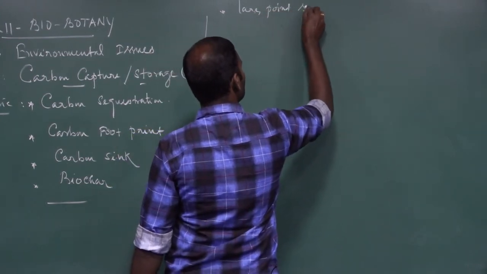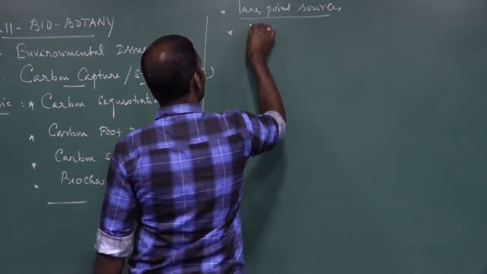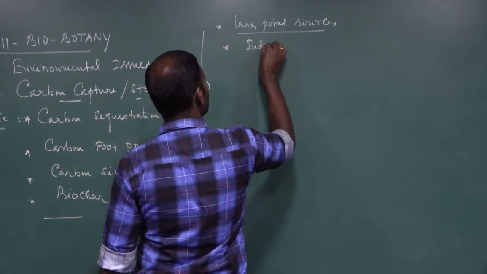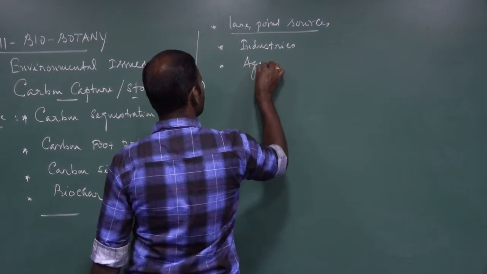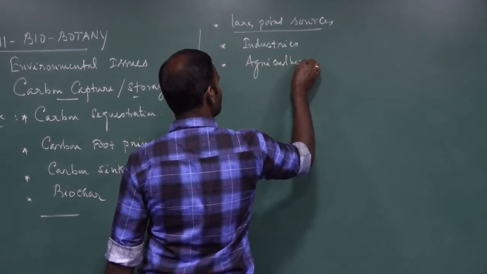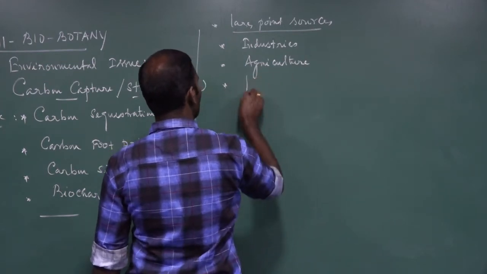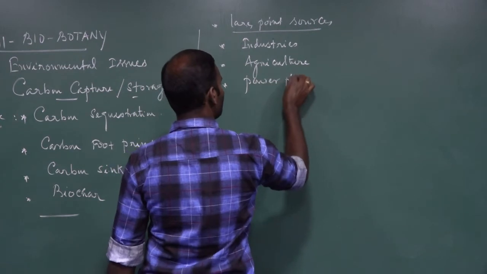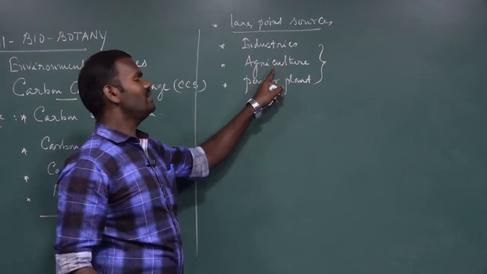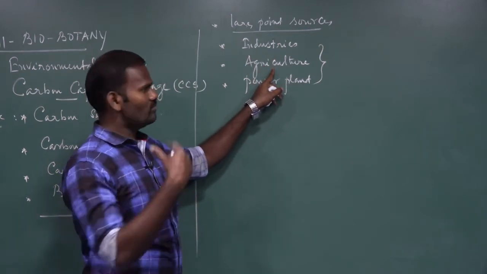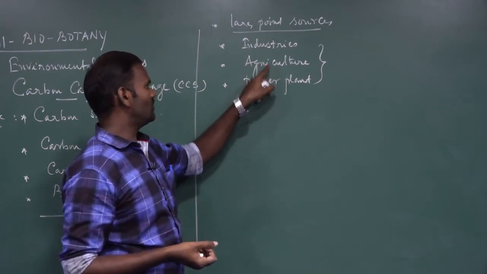Large point sources such as industries, or maybe agriculture, or any other point, for example power plant stations. So these are the large points releasing carbon dioxide to the atmosphere. From these sites, we have the ability to capture the carbon dioxide.